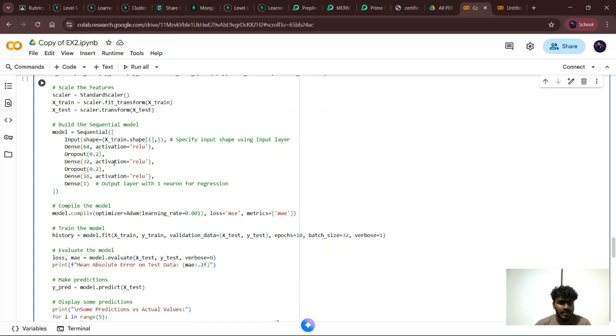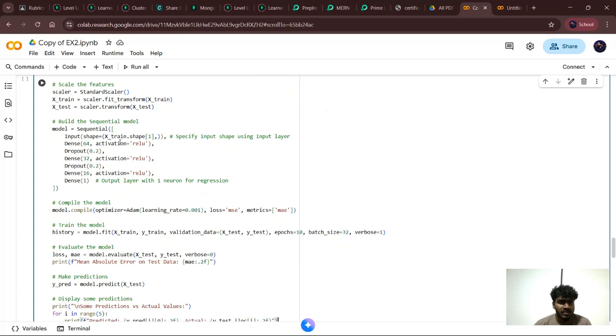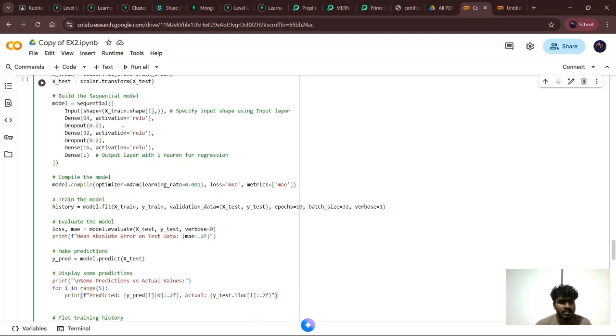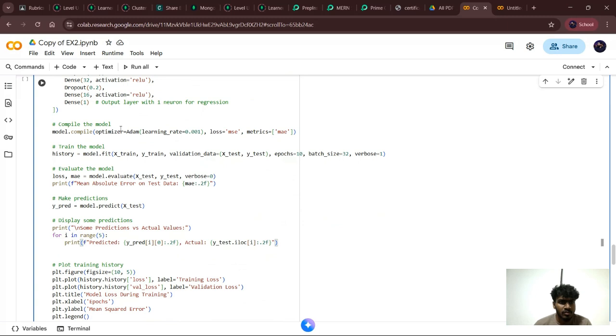First, I denote the Sequential model, in that which has an input layer, with input shape based on the number of features, and a dense layer which has 64 neurons with a ReLU activation, and a dropout function for reducing overfitting, and again follows a dense layer and a dropout layer, and finally a dense layer with one neuron, which is for the regression output.